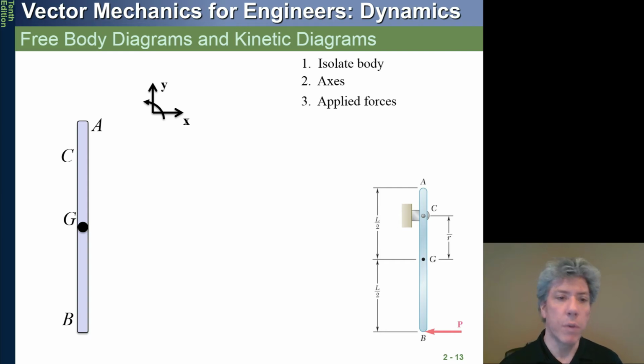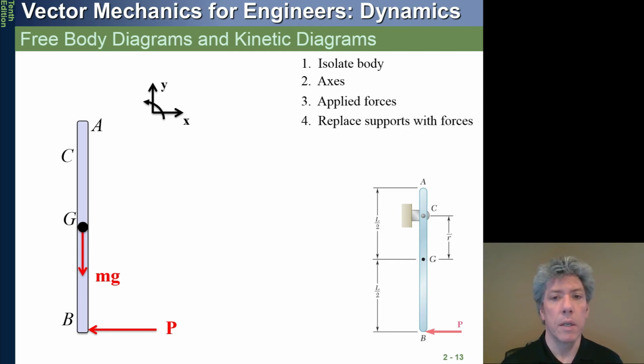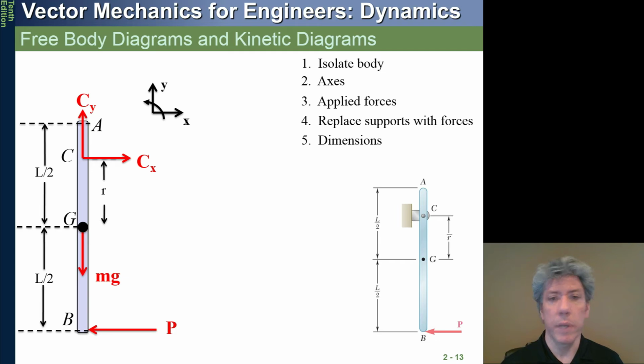Draw the applied forces. Well, there's an applied force P. There's also an applied force, which is the weight, right? Replace supports with forces. So notice there's a support at C. Now, of course, at C, there's no moment. There's only forces. We're assuming a frictionless pin at C. Label any dimensions. So there we go.